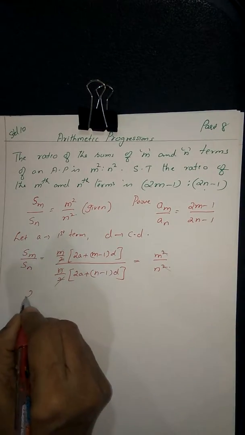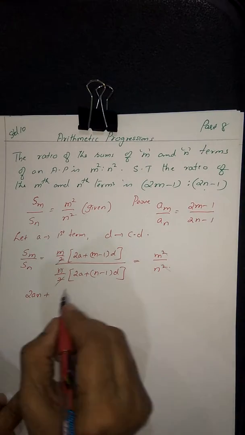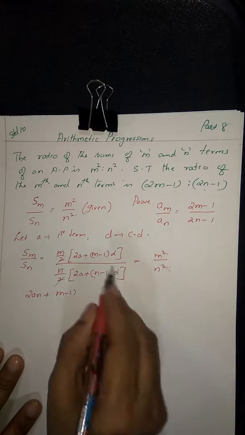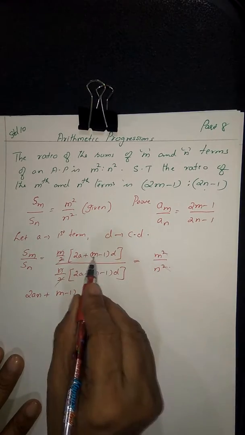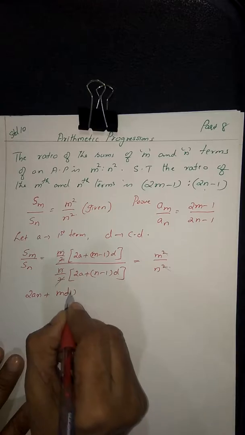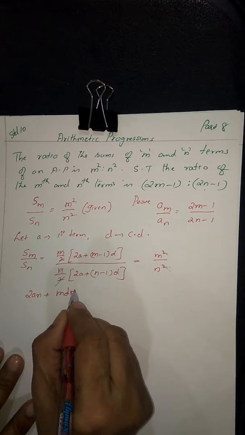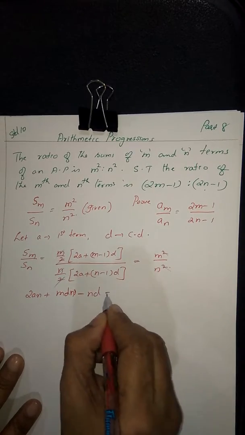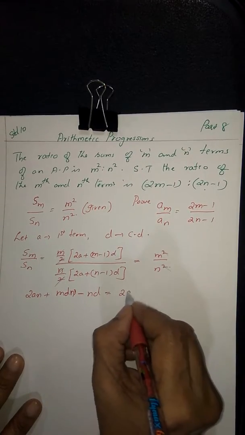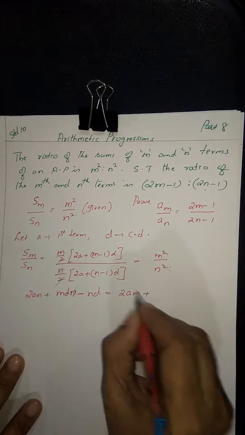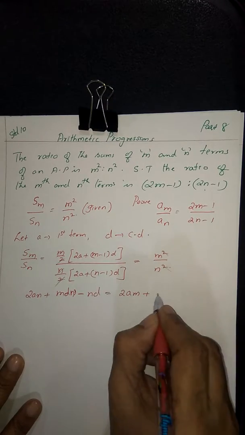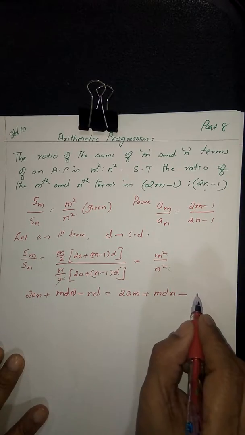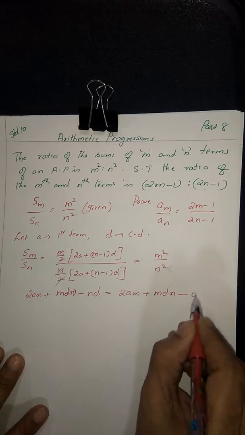So you get 2an plus m minus 1, or we can write mdn minus nd, is equal to, now here it becomes 2am plus mdn minus dm.